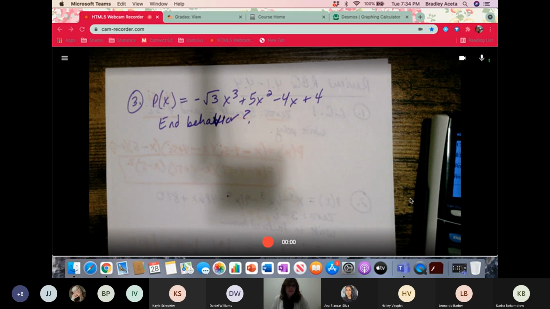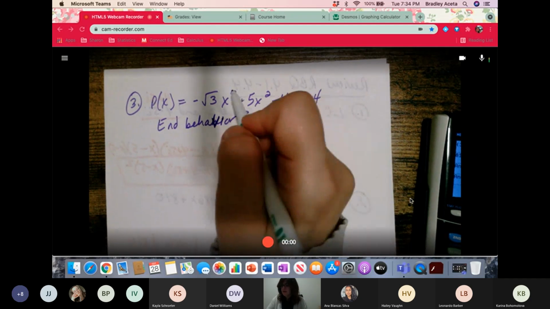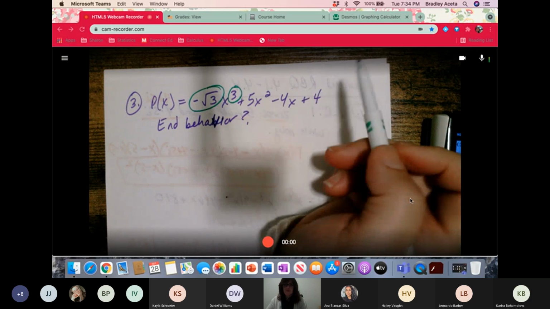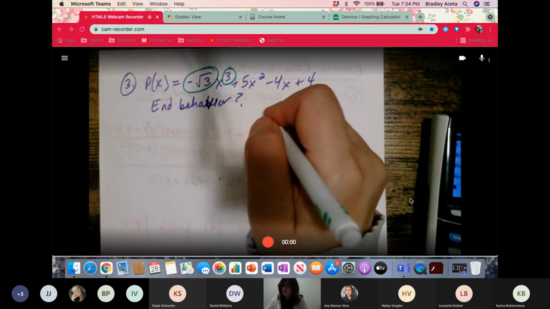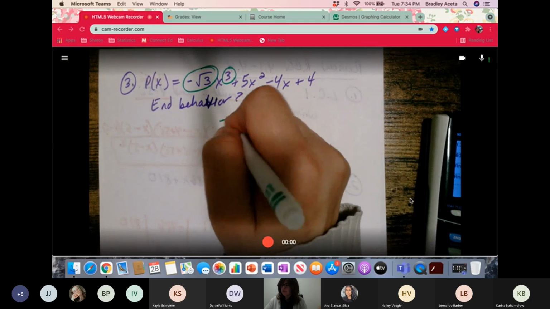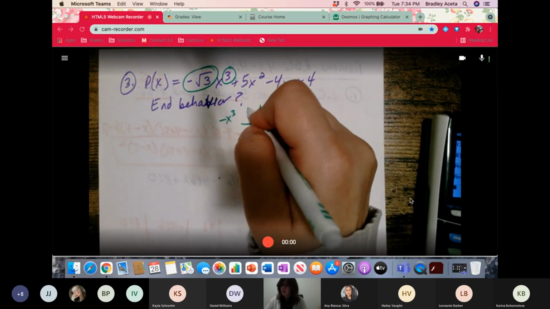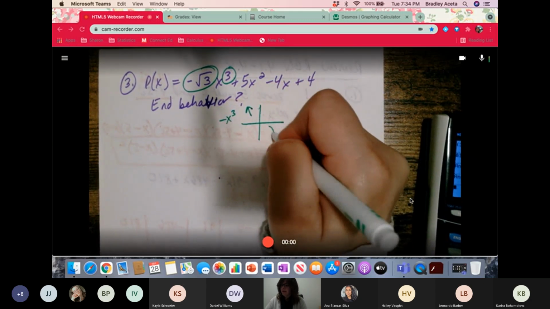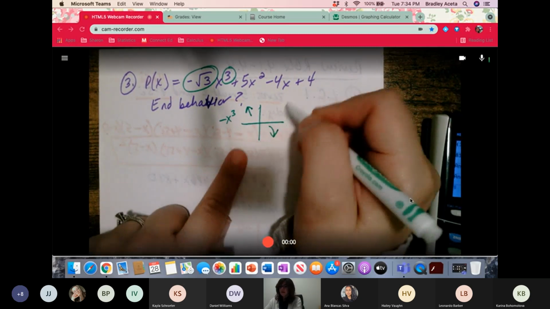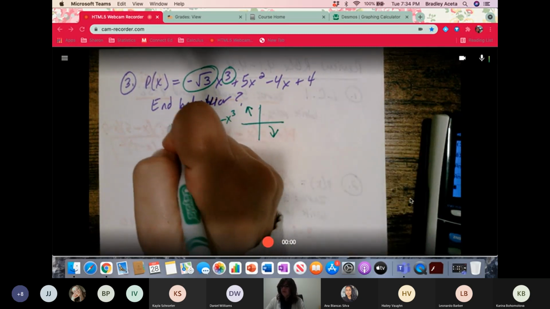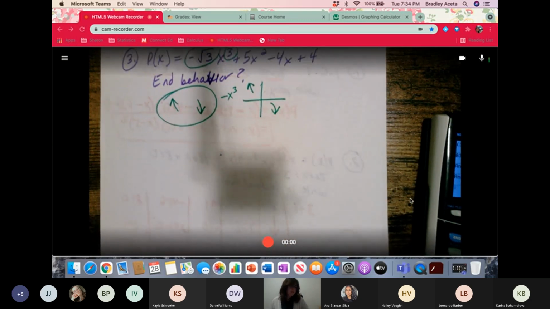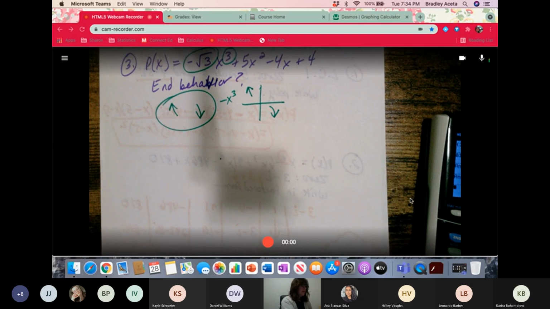So end behavior is super easy. You look at the highest degree, degree 3. It has a negative coefficient. All degree 3s, if they're negative x cubed, they'll start up and end down. If they were positive, it would start down and end up. So that's actually what you'll have to pick. That's your end behavior. Easy peasy. That one's a nice one.